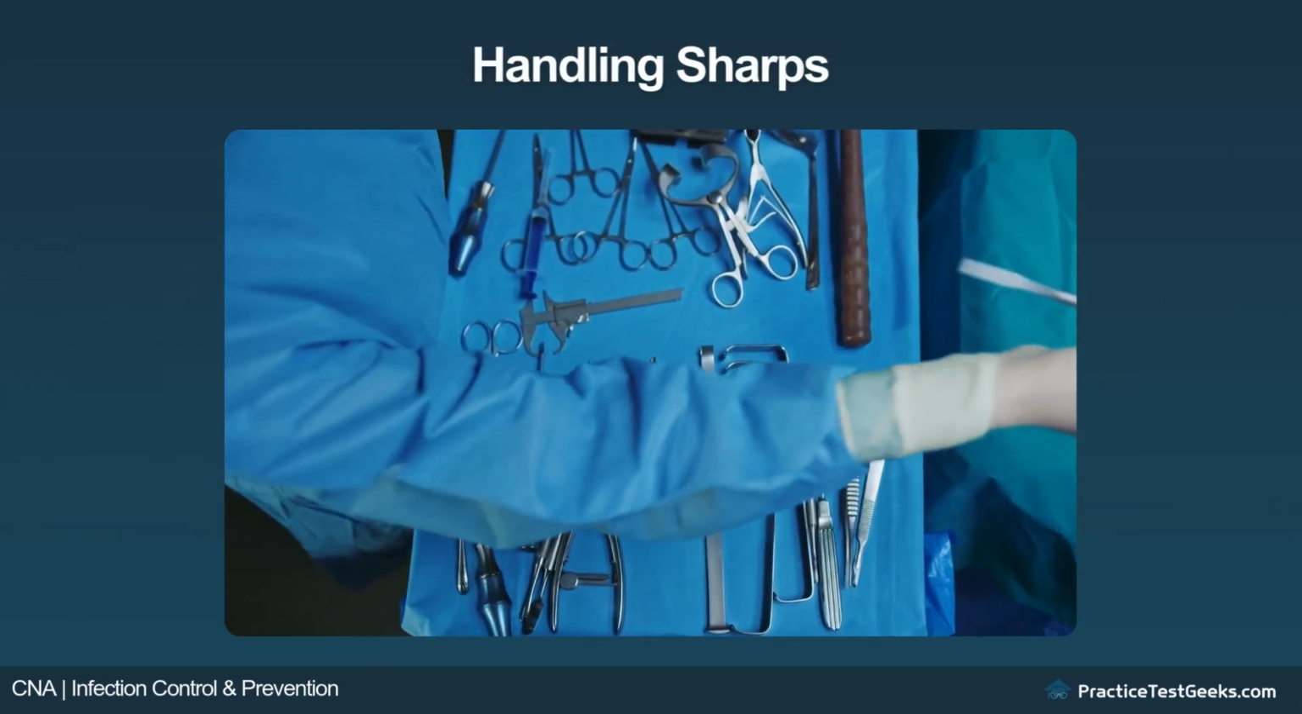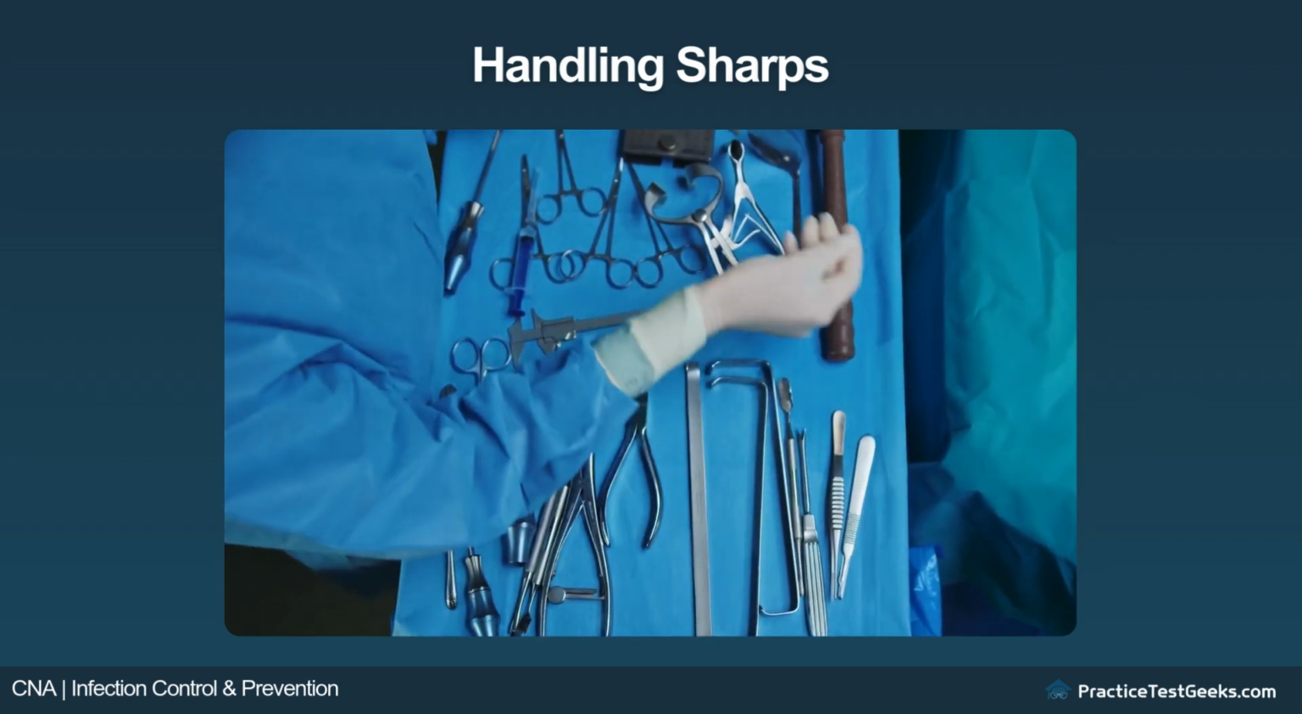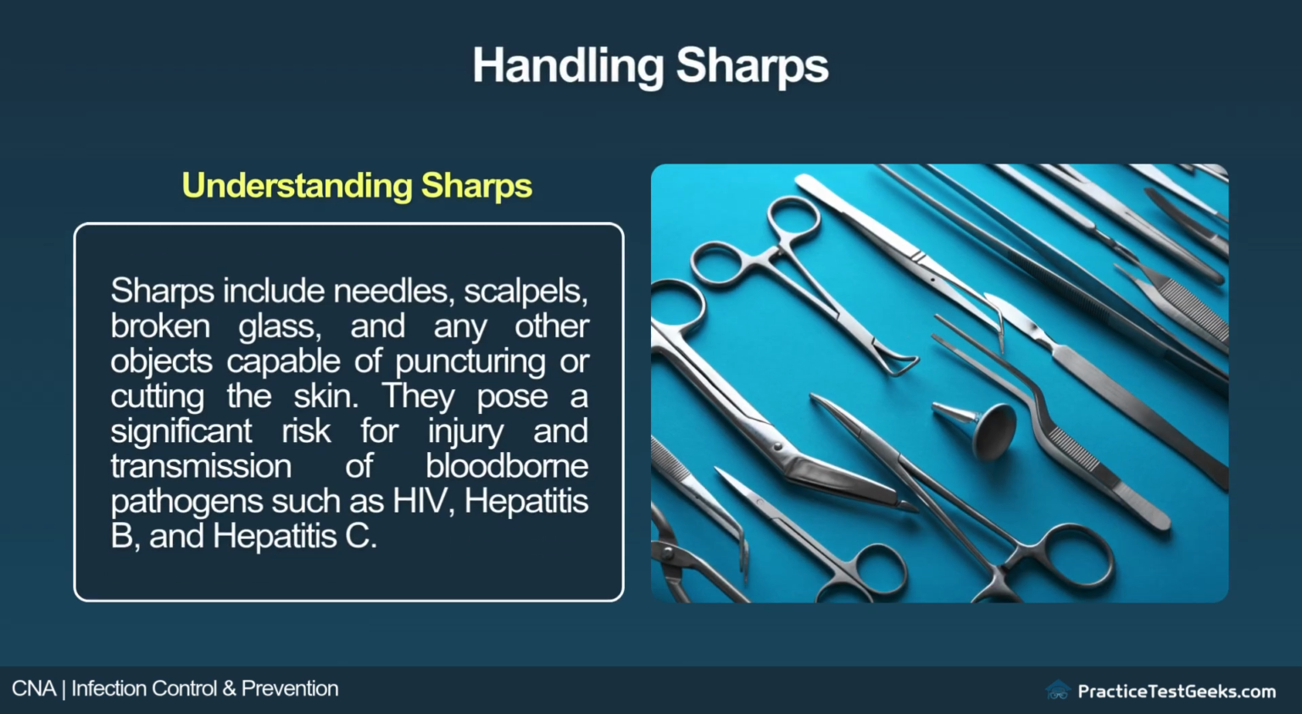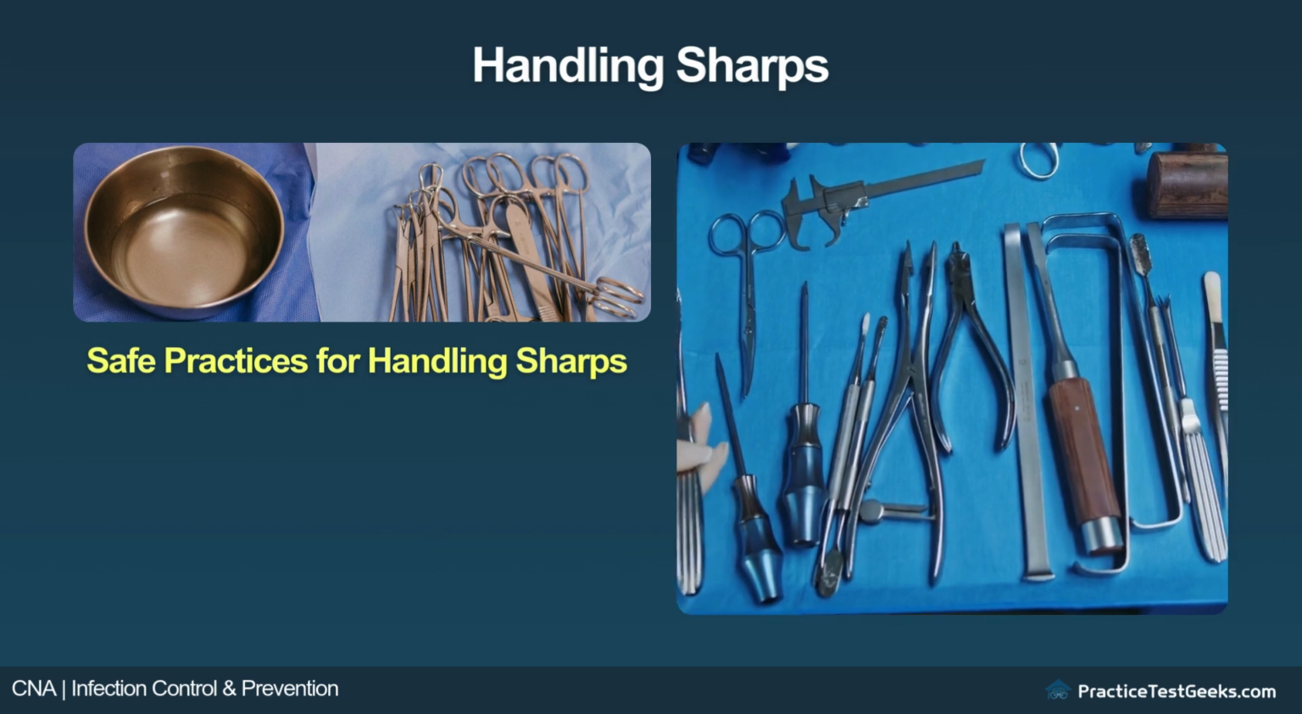Understanding safe handling practices is essential to prevent injuries and protect both staff and residents. Sharps include needles, scalpels, broken glass, and other objects capable of puncturing or cutting the skin. Because of their nature, they pose a significant risk for both injury and the transmission of bloodborne pathogens such as HIV, hepatitis B, and hepatitis C. Safe practices for handling sharps.